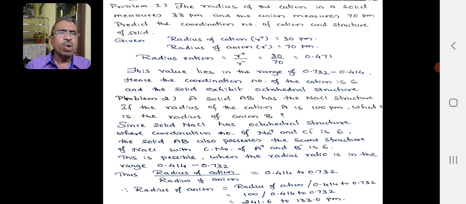Now, thus the radius of cation divided by the radius of anion is equal to 0.414 to 0.732. Therefore, the radius of anion is equal to the radius of cation divided by the radius ratio, that is 100 picometer divided by the radius ratio 0.414 to 0.732. So this gives the range, that is 241.6 to 133 picometer.